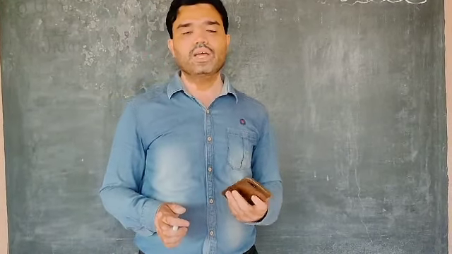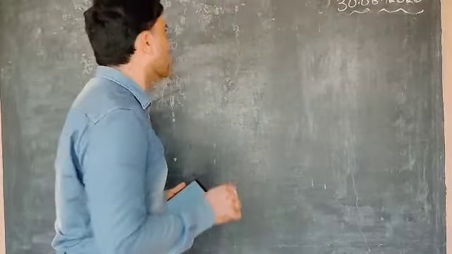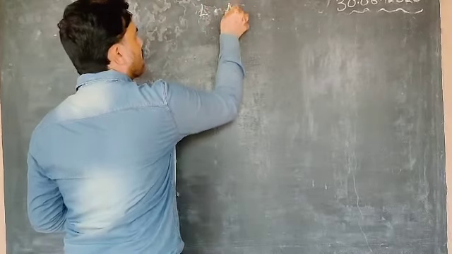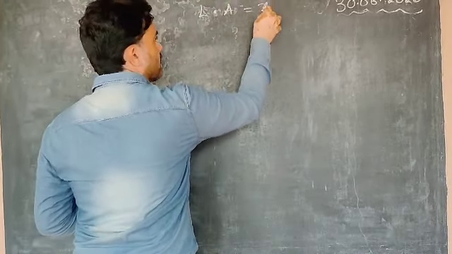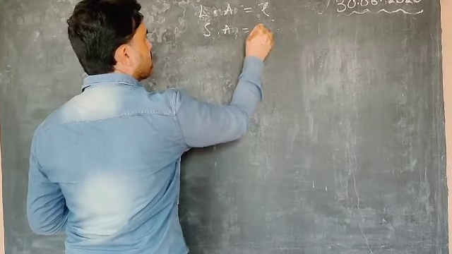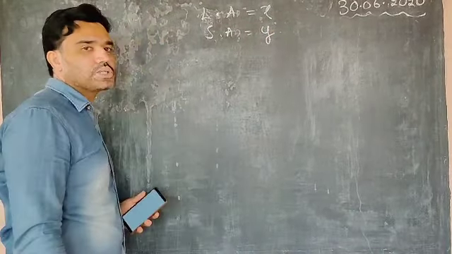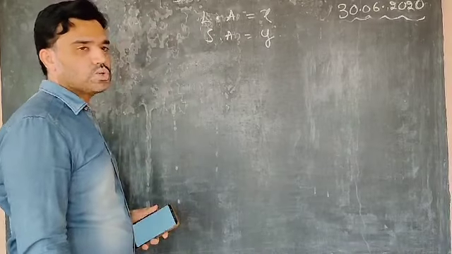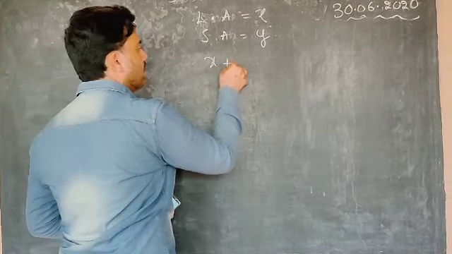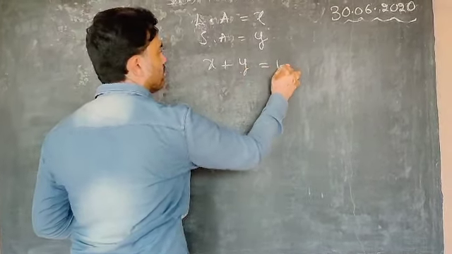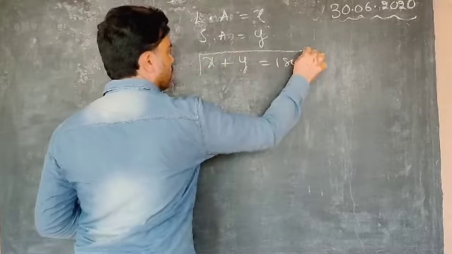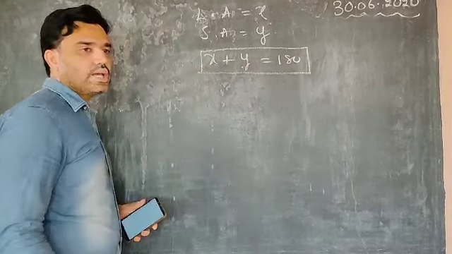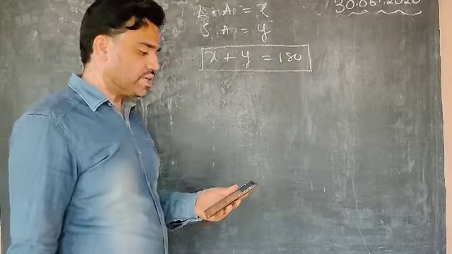Find them. Okay, the larger of the supplementary angles means you assume the larger angle is equal to x, and the smaller angle is equal to y. Larger angle is x, smaller angle is y. So the sum of the smaller angle and larger angle is always how much? 180 degrees. So that is the first equation.